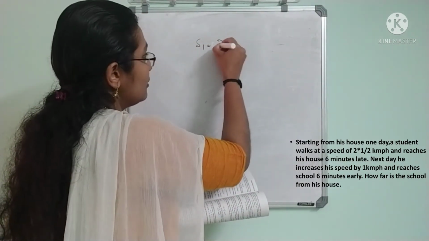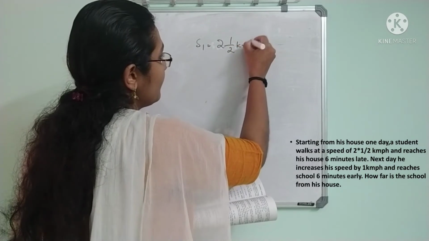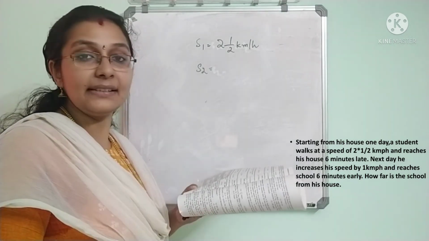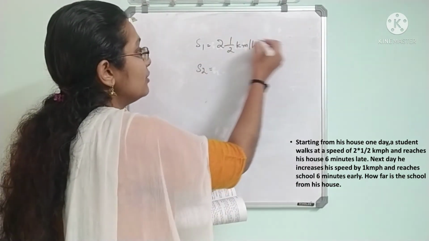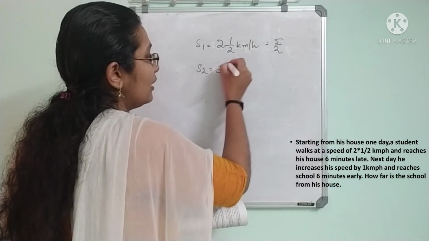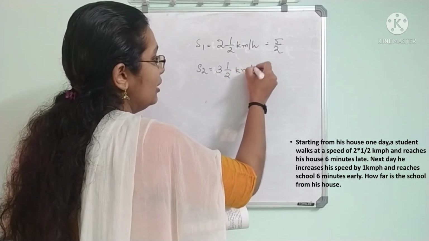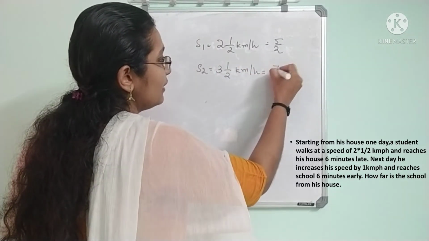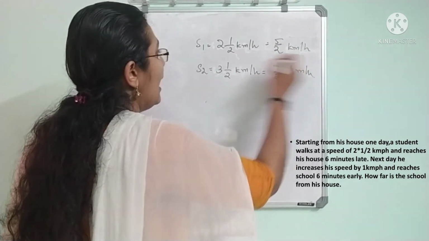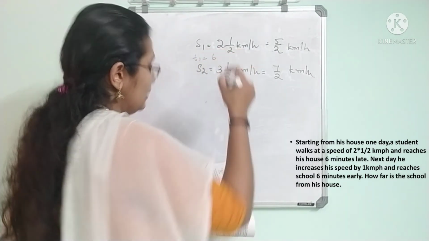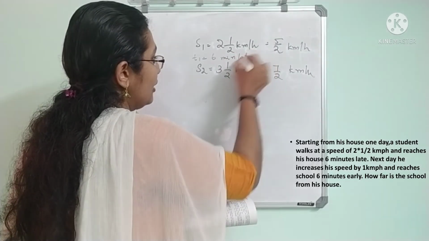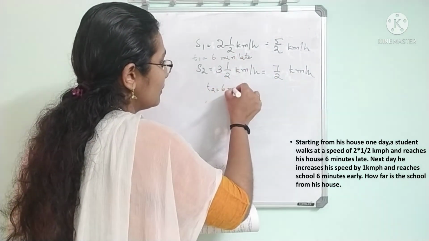S1, they have given it as 1 by 2 km per hour. And S2, next day he increases his speed by 1 kilometer. So previously it was 2 1 by 2, means 2 2s are 4, 5 by 2. Now plus 1, so 3 1 by 2 kilometer per hour, right? Which is equal to 3 2s are 6 plus 1, 7 by 2 kilometer per hour. Okay, and time here it is 6 minutes late, and here it is 6 minutes early.